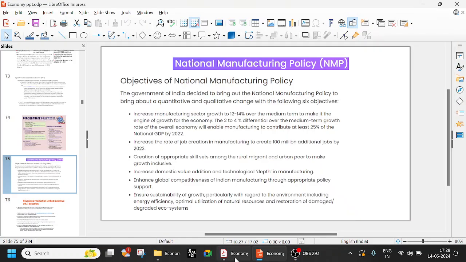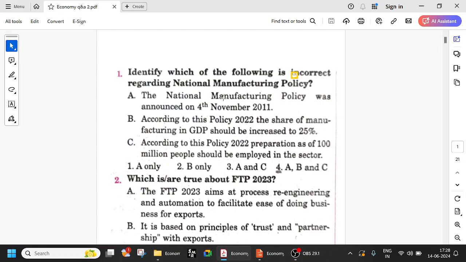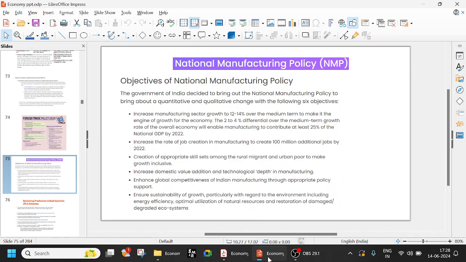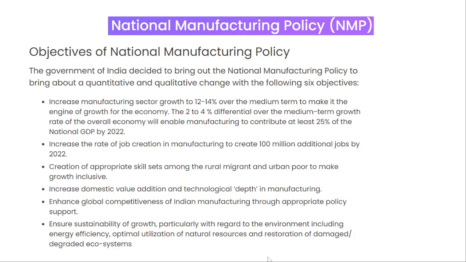So let us continue with the model paper. If you look at the first question, identify which of the following is correct, not incorrect, regarding the national manufacturing policy. So let us briefly look at the national manufacturing policy. The objective of the policy is to increase the manufacturing sector growth to 12 to 14% over the medium term, to make it the engine of growth for the economy. So the 2 to 4% differential over the medium term will enable the manufacturing sector to contribute at least 25% of the national GDP by 2022.